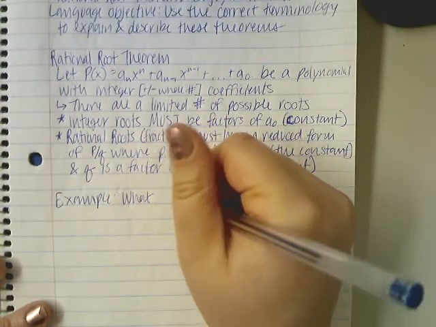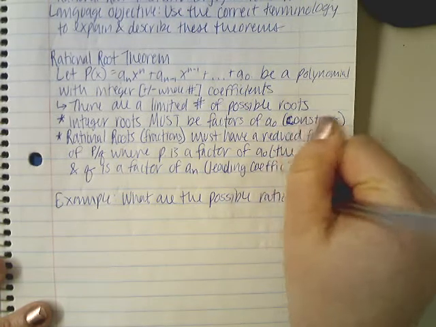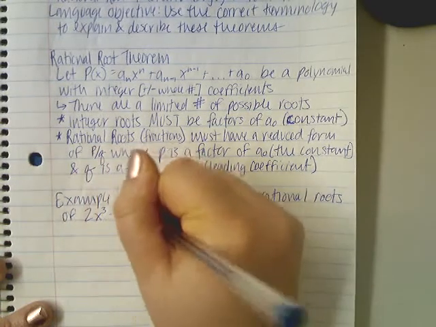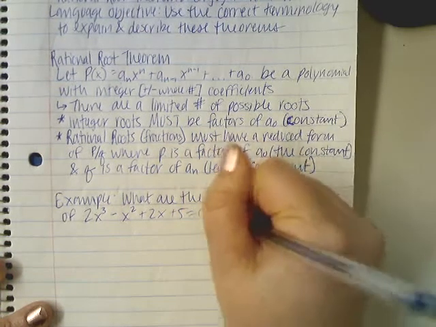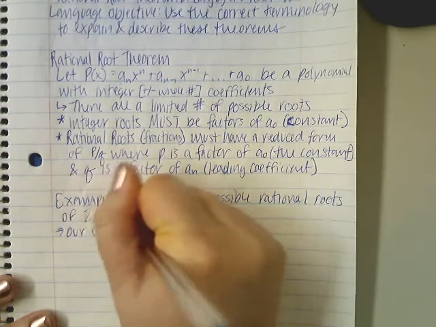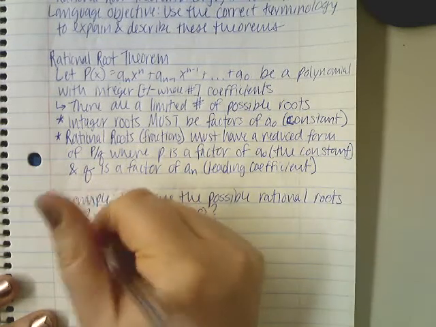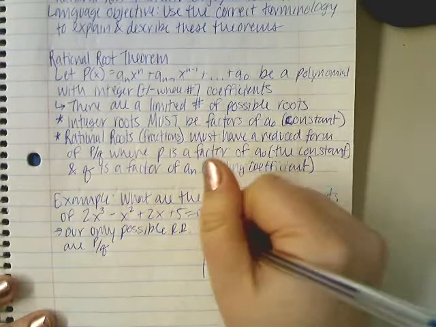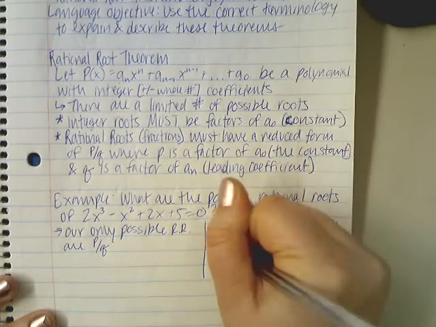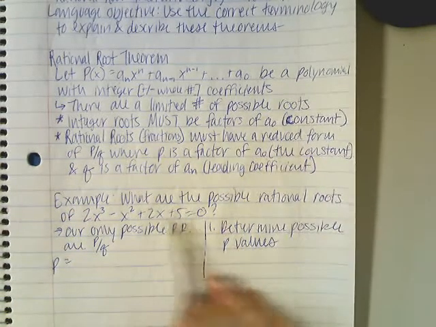So I want to first examine what are the possible rational roots of 2x cubed minus x squared plus 2x plus 5 equals 0. Again, as a reminder, our only possible rational roots, which I'm abbreviating RR, are p over q. We're going to start by determining possible p-values. Looking back, p is the factors of the constant. So our constant here is 5.